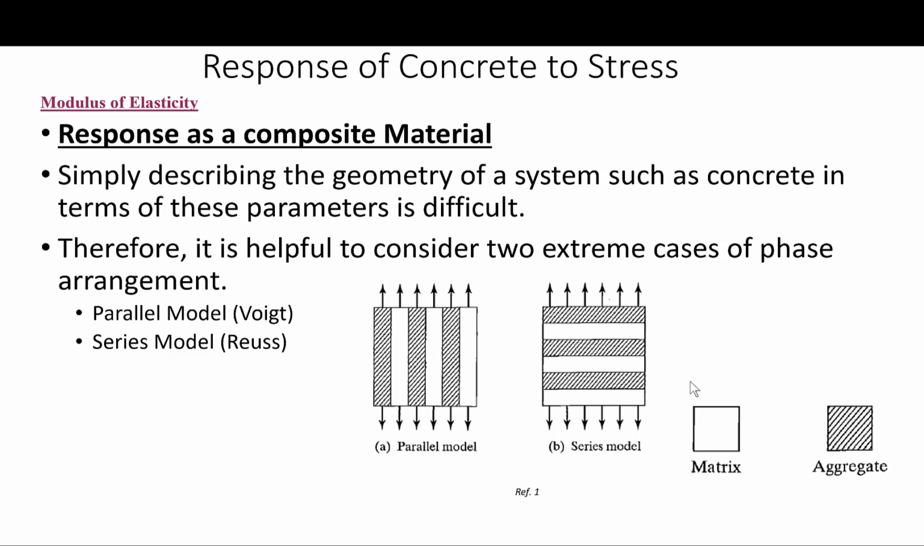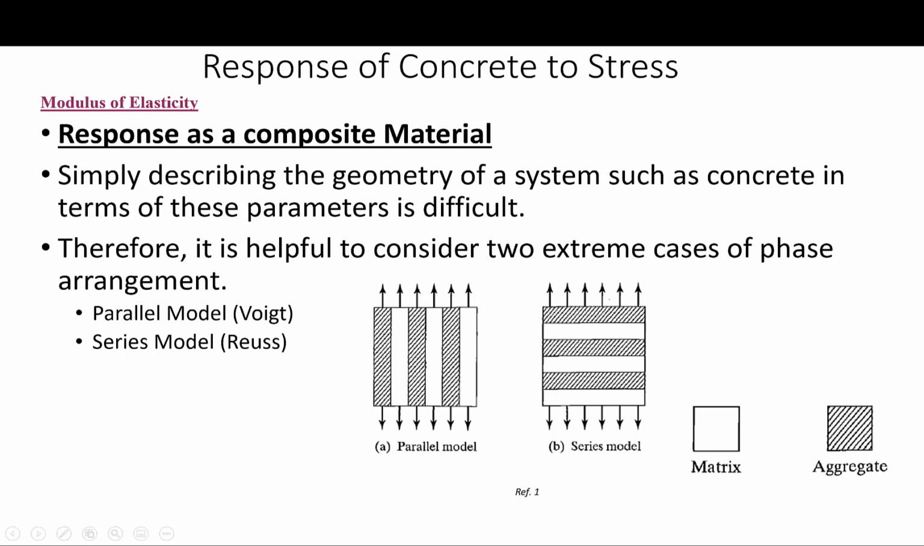So it is helpful to consider two extreme cases of phase arrangements: the parallel model or the Voigt model, and the series model, which is the Reuss model, as shown here in these figures, A and B. The blank area represents the paste matrix, and the hatched area represents the aggregates.